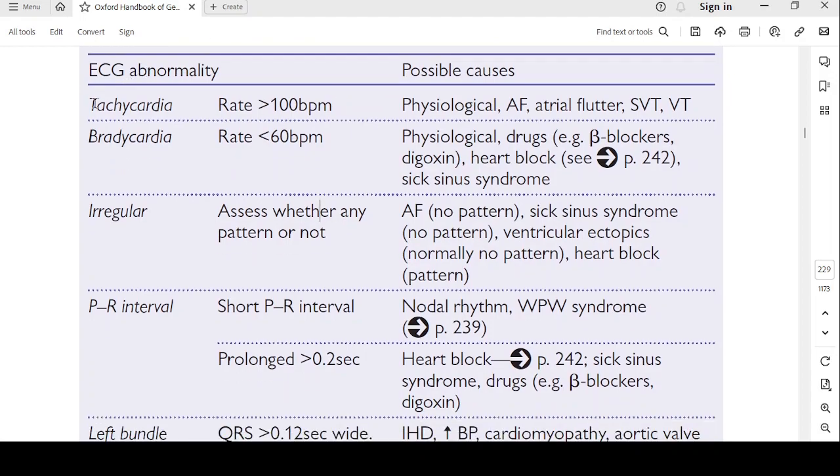ECG abnormality. Tachycardia. Rate is more than 100 beats per minute. It could be physiological tachycardia, whether there is atrial fibrillation, atrial flutter, supraventricular tachycardia, or a ventricular tachycardia.